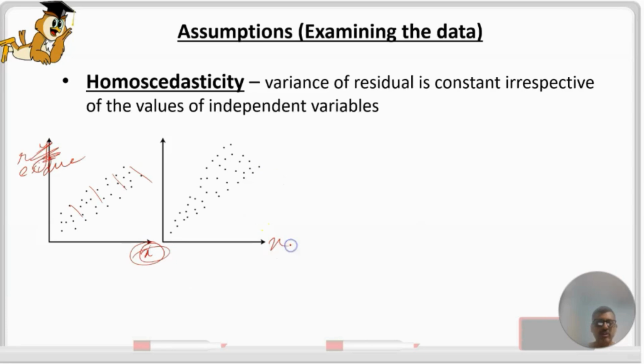In this graph, however, if you plotted the residue versus x, you can see that the variance goes up. The variance increases as the value of x increases. So here it was less, and here it increased as the value of x increased. So this does not satisfy homoscedasticity, whereas this does. This is the kind of behavior you want to see for your residues, and you do not want to see this type of behavior. So that is homoscedasticity.